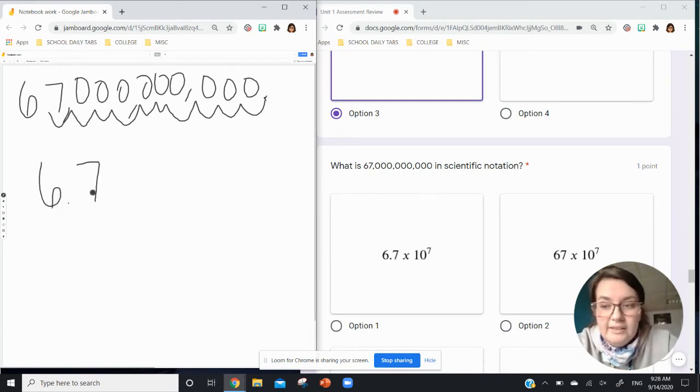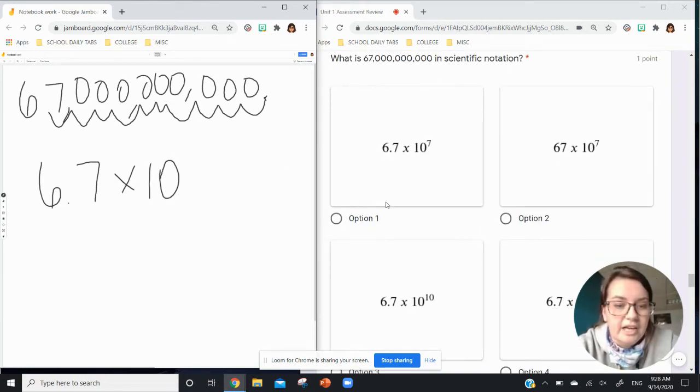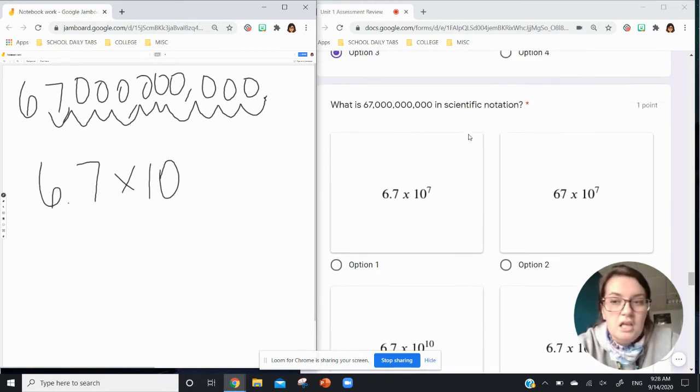If I went right after the 7, it'd be 67. That's not between 1 and 10. If I went another one, that's 0.67, and that's too small. Has to be between 1 and 10. So, and I always know that it's times 10 to the something. So looking at our answer choices, looks like so far the only silly choice is option 2. Don't pick that one. It's 67. That's not between 1 and 10.